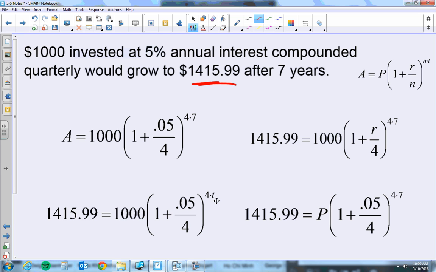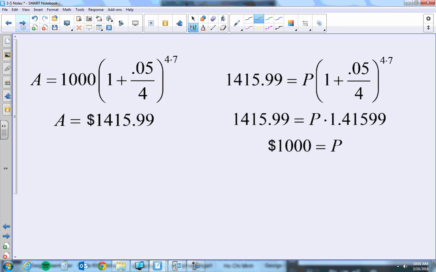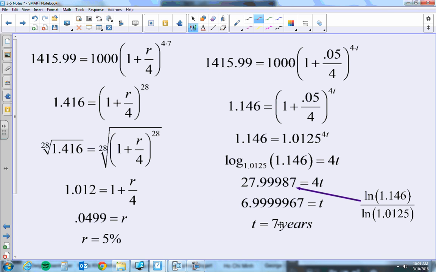We just did this one where you're trying to find the time, and to find the time involves logs. This one here is also hard. These are the two hard versions. We're trying to find the time, we're trying to find the rate. Look at this. We just did this where we ended up having to do logs.